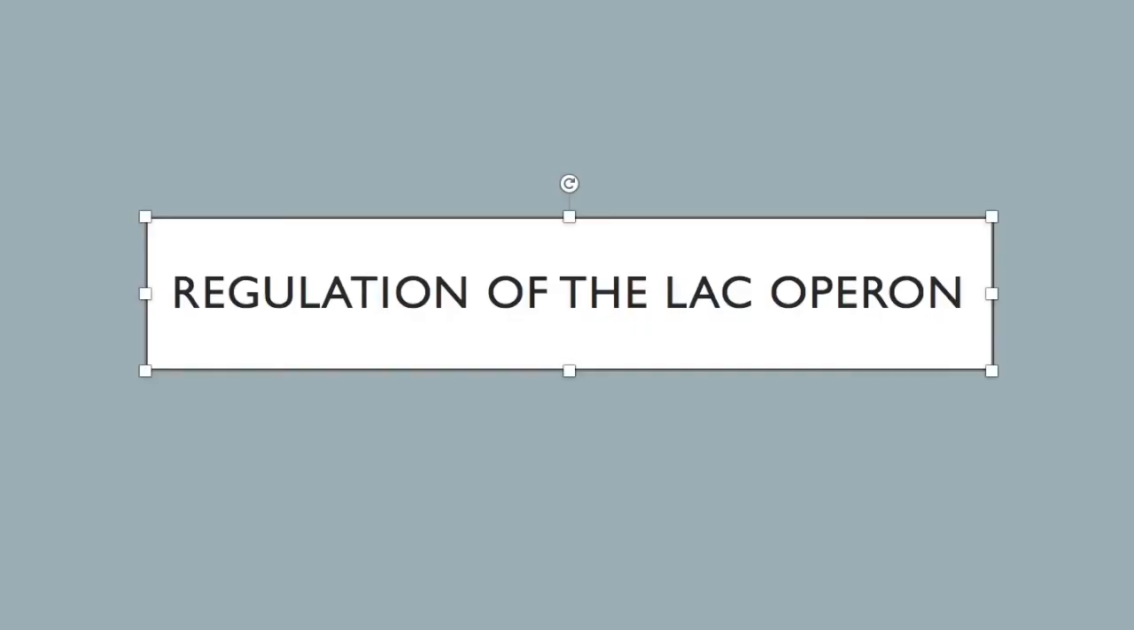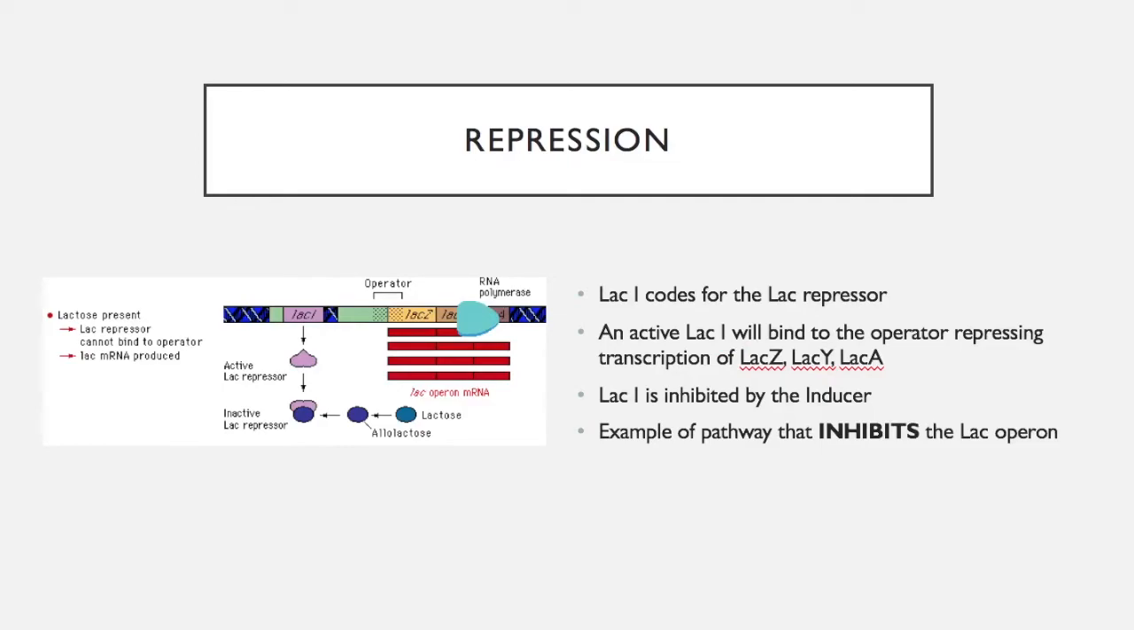In this section, we will cover regulation of the lac operon. The first regulatory pathway involves the protein LacI. LacI naturally binds to the operator and represses the expression of the lac operon genes. The presence of an inducer will inhibit the LacI protein by binding to it and inhibiting it through conformational change. The inducer is generally a product of lactose and is only present in the presence of lactose.